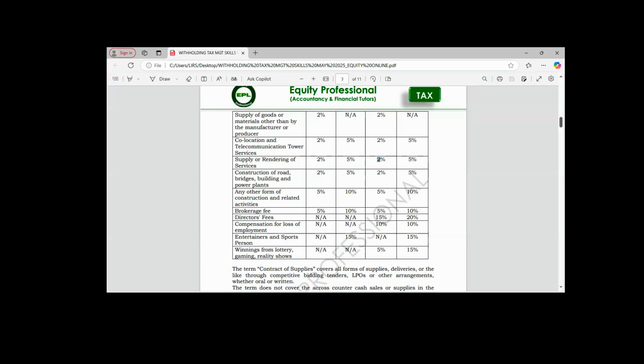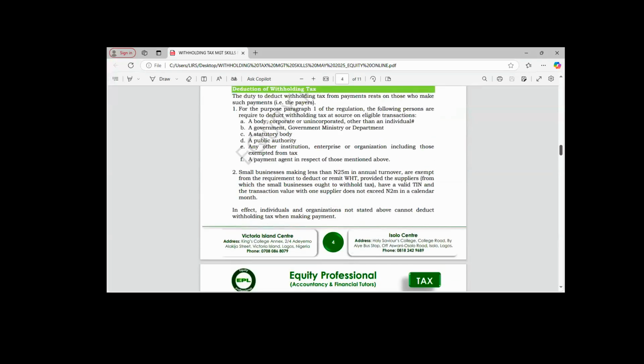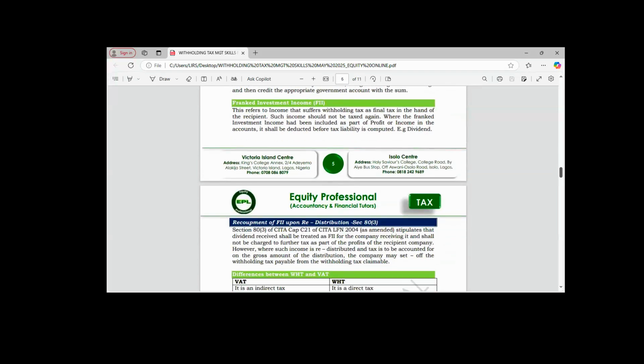Okay, did you get it? Yes. So your transaction is done at $5,000. When you are rendering services, the contract value is $5,000. When you are calculating, you calculate 2% of that $5,000. Any amount. So if the 2% is, let's say, $500, you are expected to remit that $500, not exchange it at any rate. So remit the $500 to the relevant tax authority.